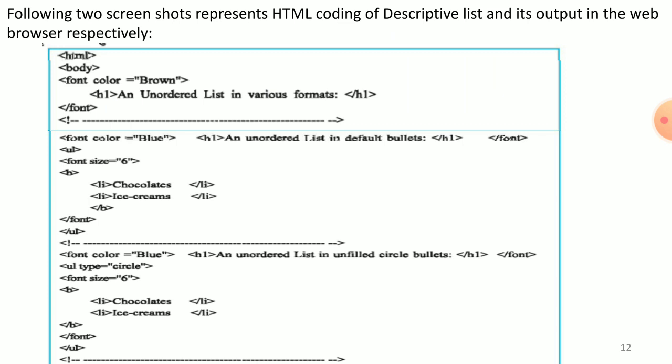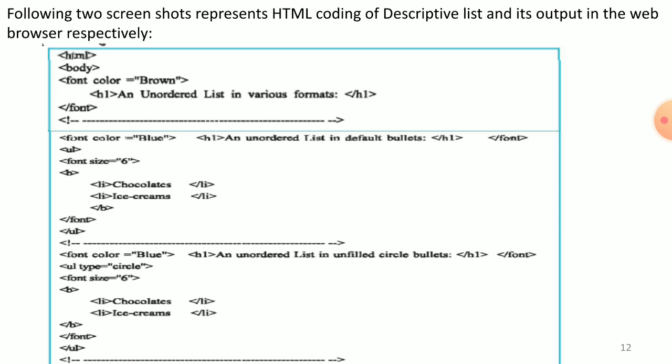First is HTML body, font color equals to brown, H1 unordered list in various formats /H1 /font. Comment line, font color equals to blue, H1 unordered list in default bullet /H1 /font. UL, that means unordered list, font size equals to 6, B, LI chocolate /LI, LI ice cream /LI, /B /font /UL, that means unordered list.